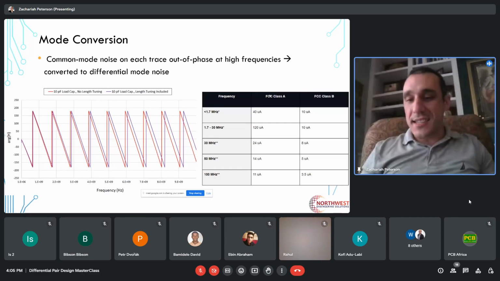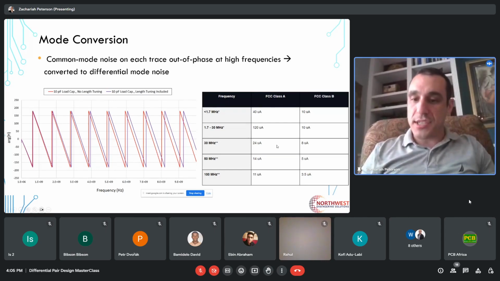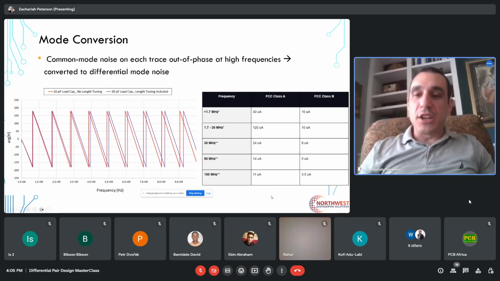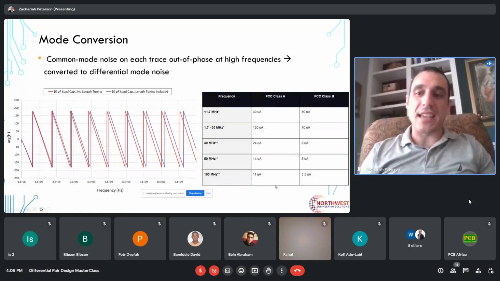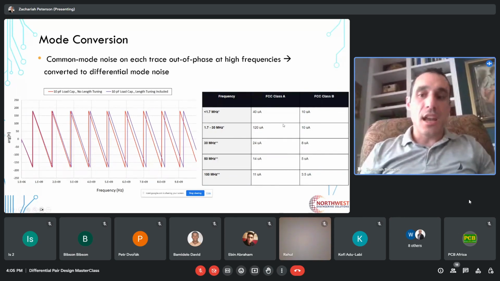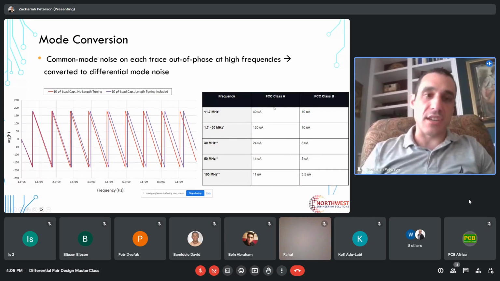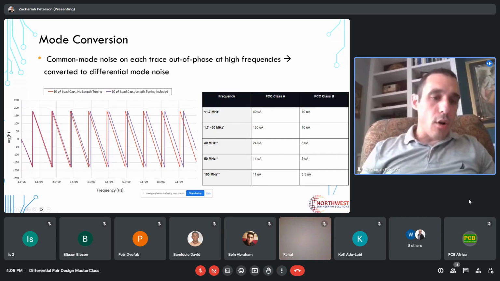And it doesn't take a lot of current, as you can see from the values of this table, in order to create an EMI situation that causes EMC failure. So if you have common mode noise present as a current on a cable, even at these low frequencies, it really only takes microamps worth of current in order to create enough noise to then cause failure under these two FCC regulations. Now, at what frequencies does this start to become prominent?